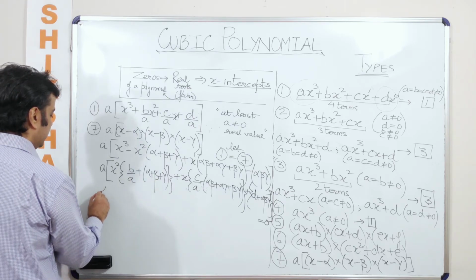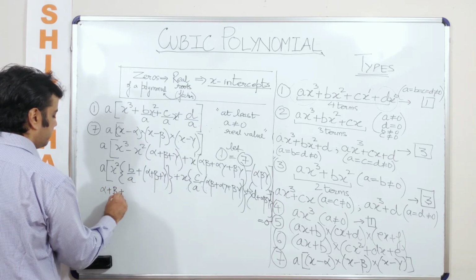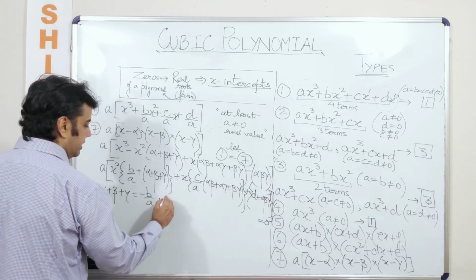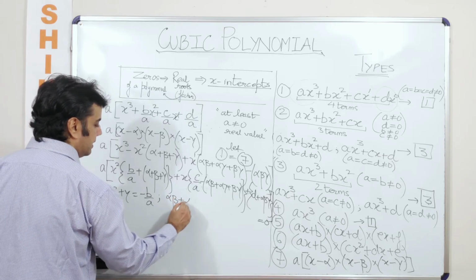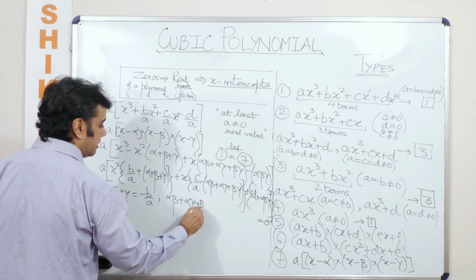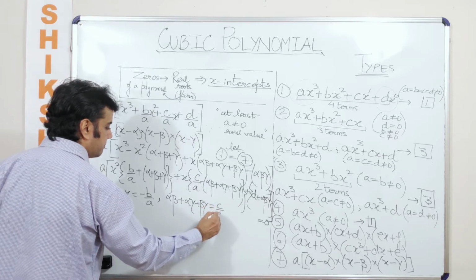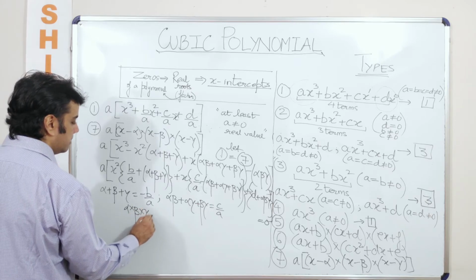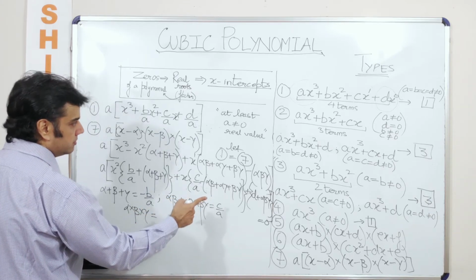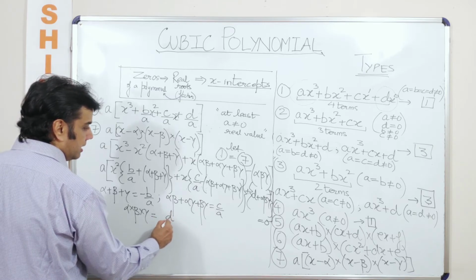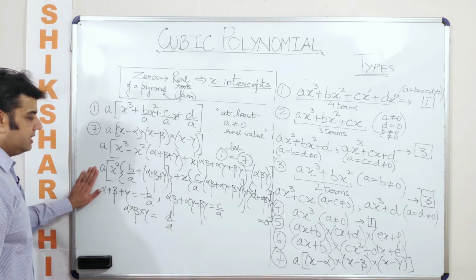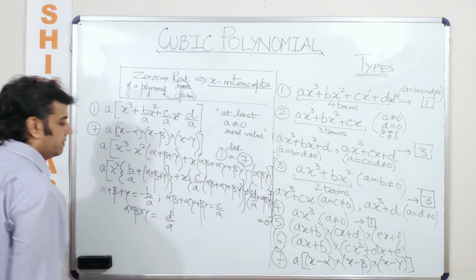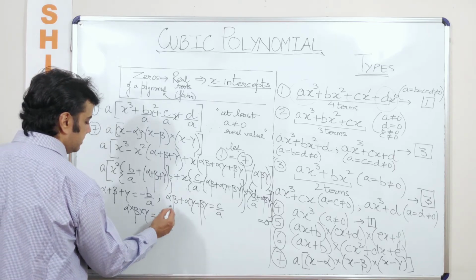So from here you will get alpha plus beta plus gamma is equal to minus b by a. Then you are getting alpha beta plus alpha gamma plus beta gamma is equal to c by a, and finally you are getting alpha into beta into gamma is equal to d by a. And now why are we saying d by a? Because this was d by a, so let's rectify it. And this becomes minus d by a.